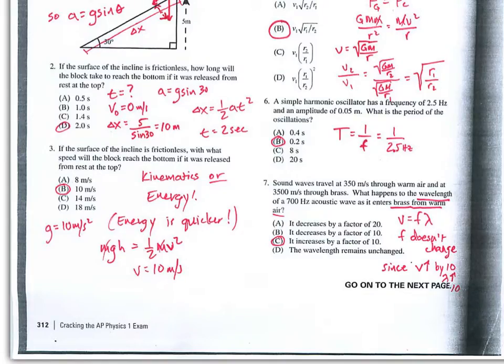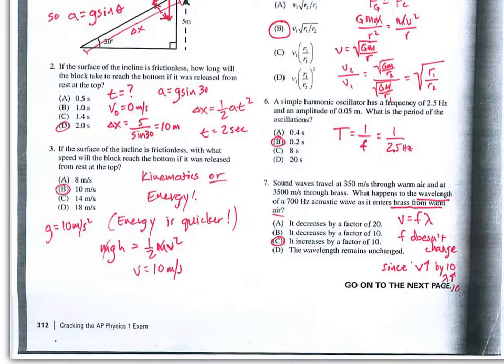For number 6, we're given the frequency and an amplitude. When we're talking about period, the amplitude actually does not matter at all. That just tells us how high or how far from equilibrium this oscillator moves. So all that matters is the frequency. Period is the inverse of the frequency, so 1 over 2.5 hertz gives us 0.2 seconds.